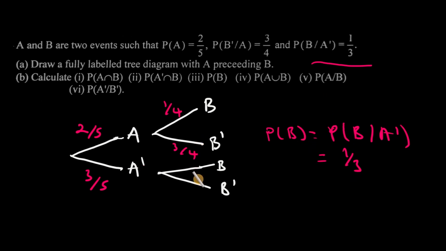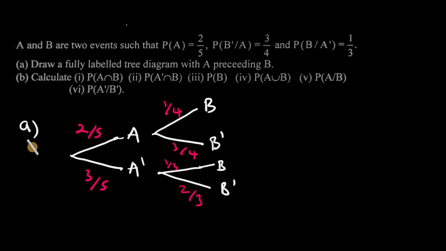So it means here is 1 on 3, and if here is 1 on 3, it means that here will be 1 minus 1 on 3, since the sum of probability at the branch is 1. So it means probability of B prime here, which also depends on A prime, is the same as 1 minus 1 on 3, which is 3 minus 1 on 3, which is equal to 2 on 3. So here I have 2 on 3. So this is the tree diagram.